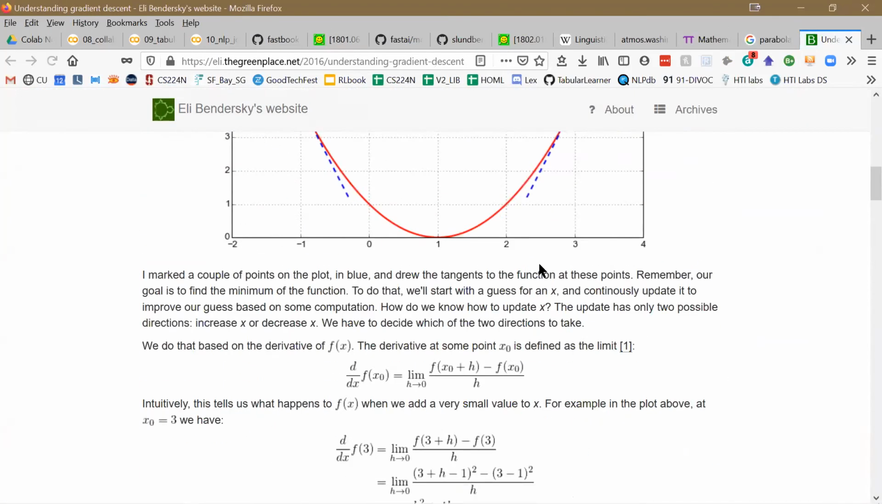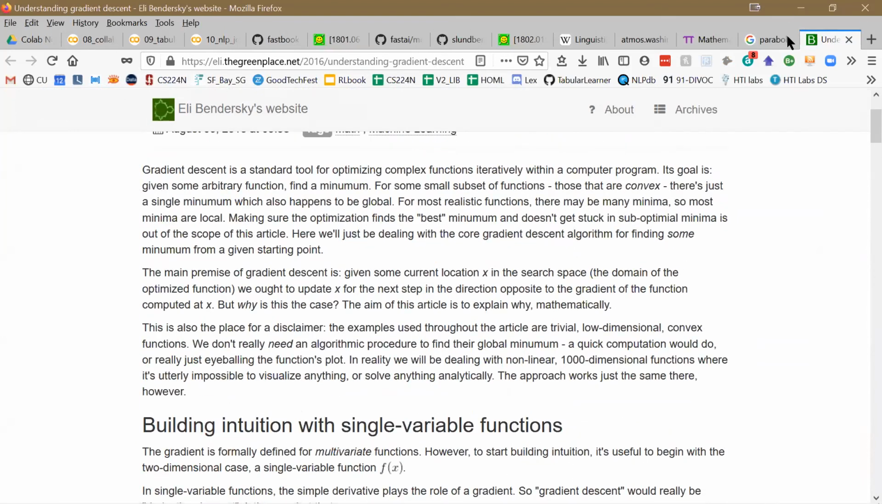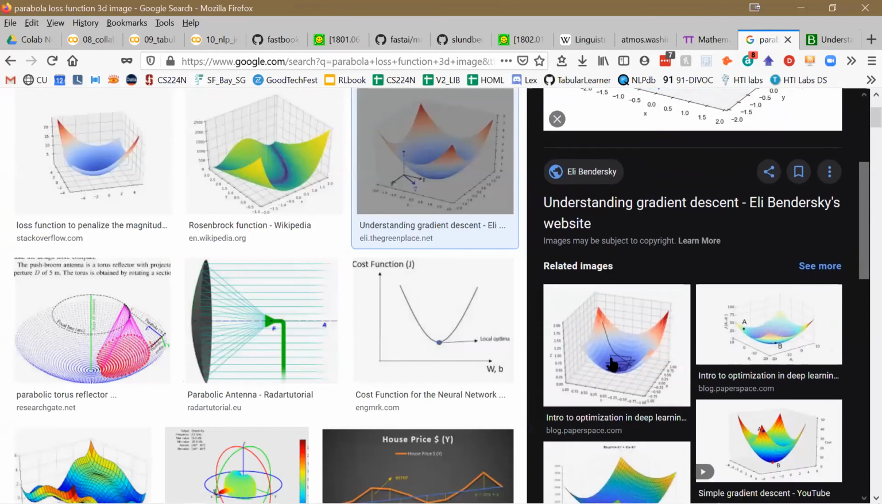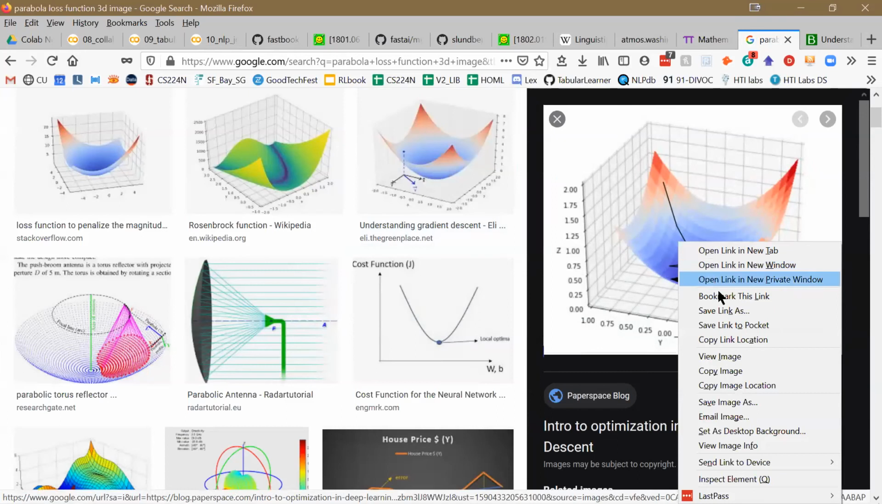Sorry, I want to get this. What happened? I want that figure. Let's see. I think it must be there somewhere down on the page. Yeah, there's a link to it. Is this it? No, related images. How about if I just open the image?